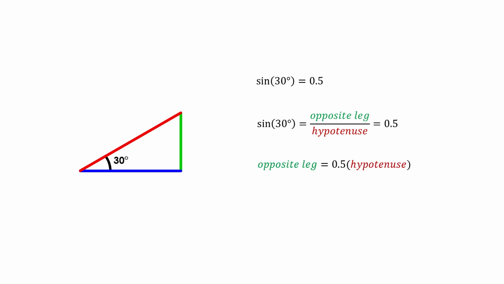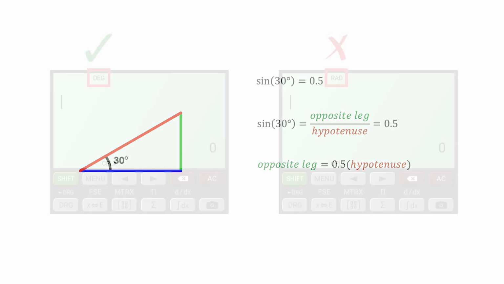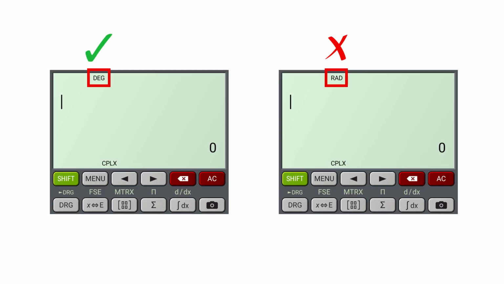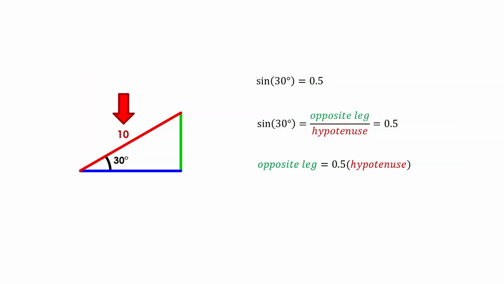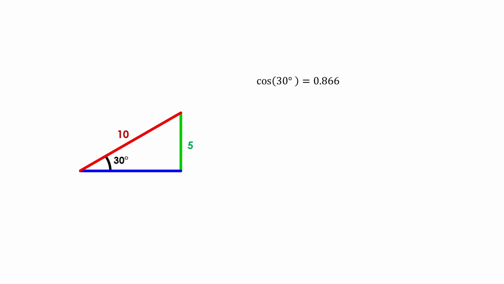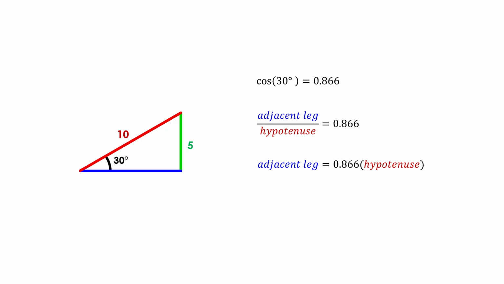If you want to calculate the functions to confirm the examples, remember to select degrees on your calculator rather than radians. In this example, if we know the hypotenuse, we can obtain the opposite leg. The cosine of the same angle gives us 0.866, which means that the adjacent leg is 0.866 times the hypotenuse.